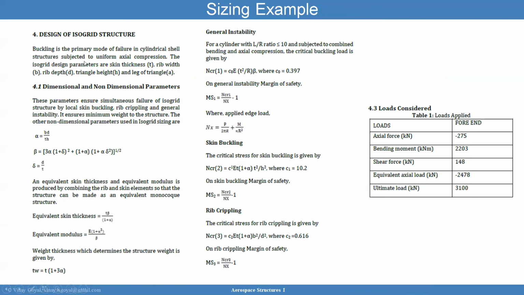For example, given the geometry, the rib depth, the rib width, the skin thickness of that Isogrid, triangle height, and leg of the triangle, given this information, you can then, based on the axial compression, the P equivalent we talked about, determine whether we have a general instability issue, a skin buckling issue, or rib crippling issue. So here I'm giving you the formulas based on the Isogrid handbook, but it will be very easy to go through the steps there and calculate whether we have an issue in the design.